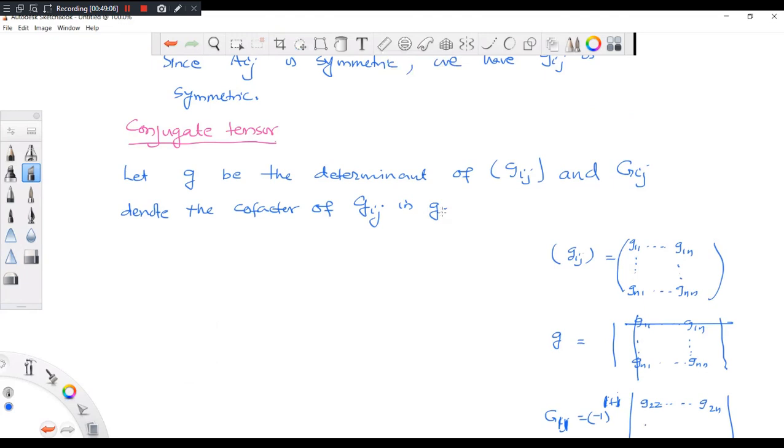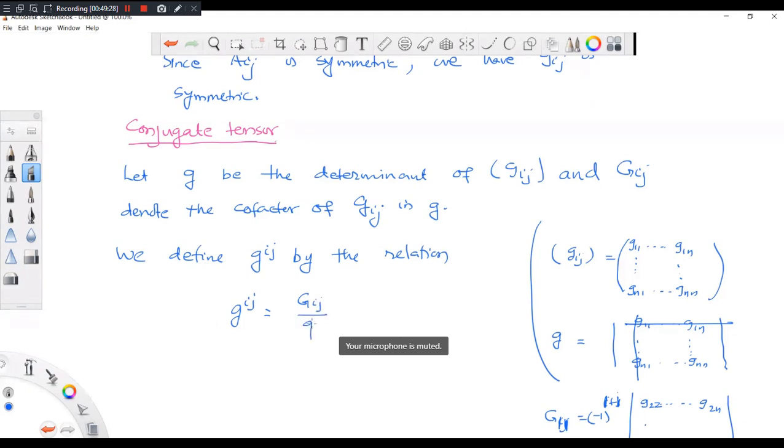Okay, we define g upper ij by the relation g upper ij is equal to capital Gij divided by G. Okay, so this is the way I am defining. So g upper ij means cofactor divided by determinant.